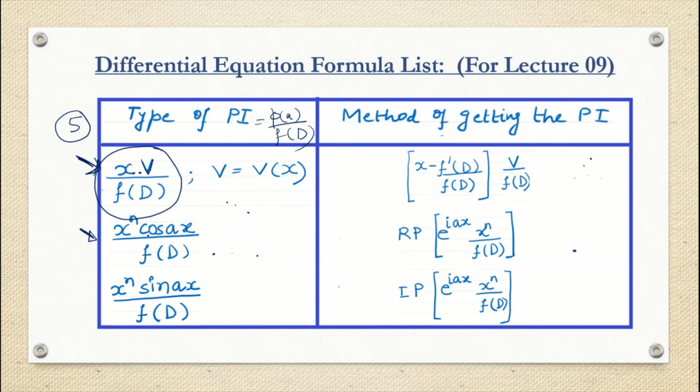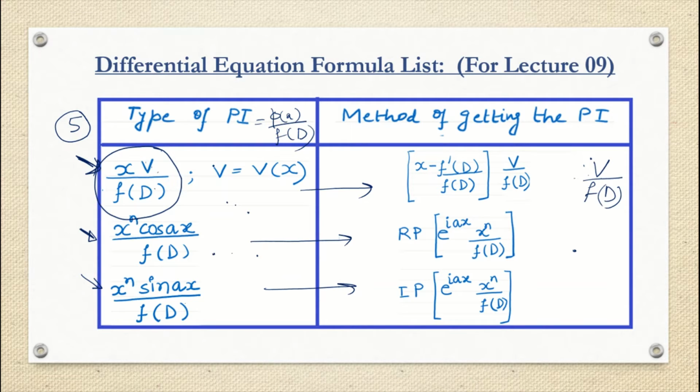Okay, so it is not only x, this could be x square, x cube, or anything. Similarly, if it is x raised to n sine ax by fd, we have some formula for that. So if it is only x to the power 1, what is the formula? If only x is multiplying with sine or cos, we are going to solve this PI with respect to this method. That is what we are writing down. To memorize it, you can say v by fd.